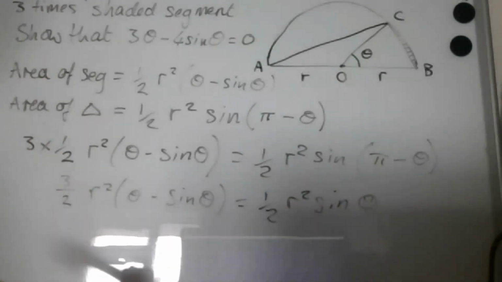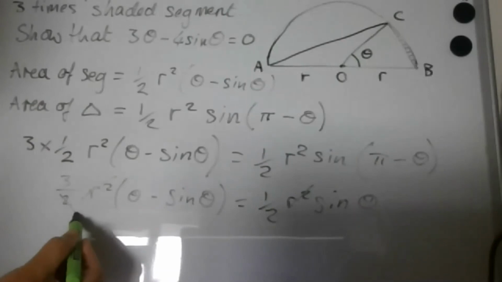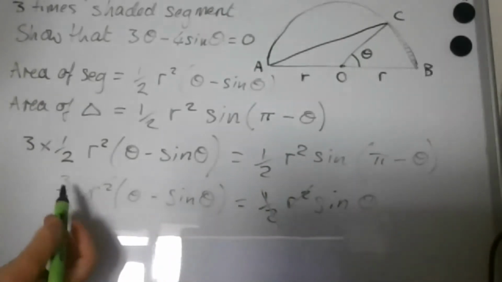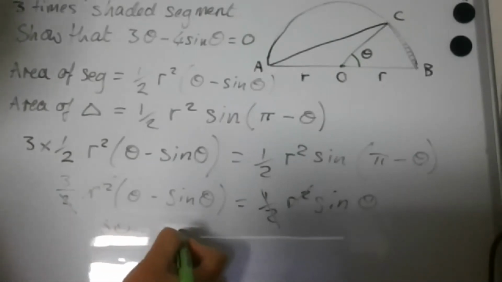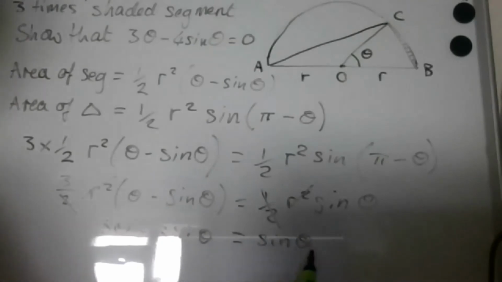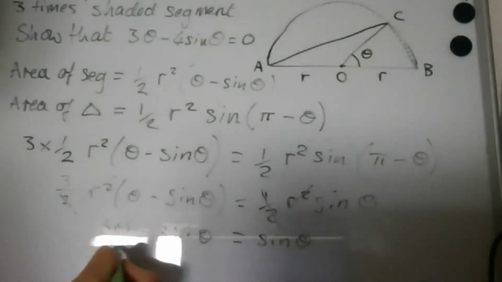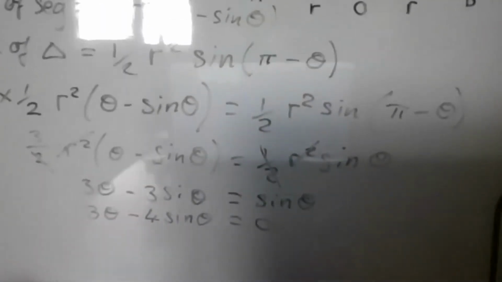Now you can see r squared is on both sides, so that just cancels. Half is on both sides, so the 2 at the bottom there cancels with the half. So if I expand this side now, I've got 3 theta minus 3 sine theta is equal to sine theta. Okay, and if I subtract sine theta from both sides, I'm going to end up with 3 theta minus 4 sine theta is equal to 0. And just to make sure you can actually see that, if I tilt it up a bit, there we go.